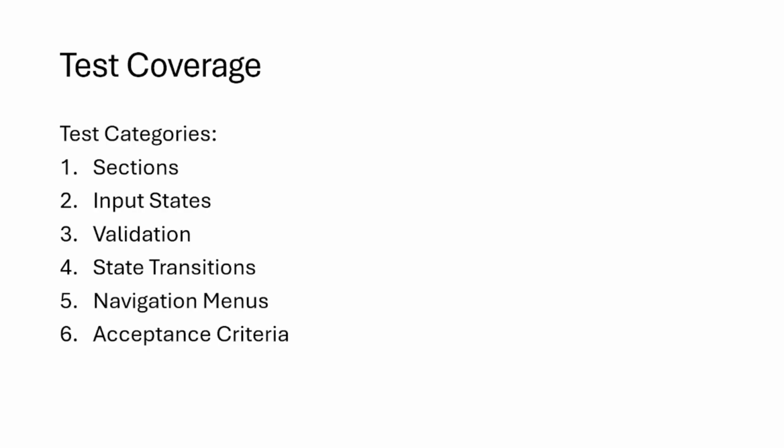The way I get pretty good test coverage is to ask the bot to identify sections and then create tests for each section that is actually on the page. And that can be conditional, of course, depending on the role. Another category that I identify is input states.